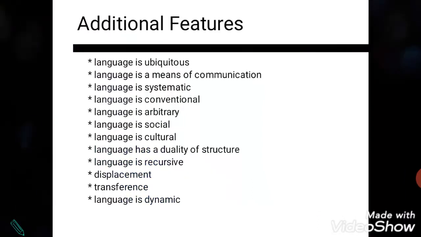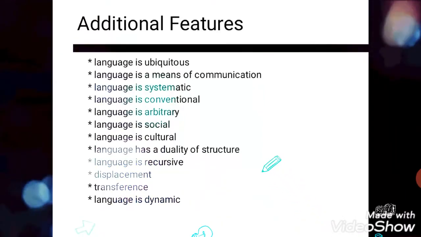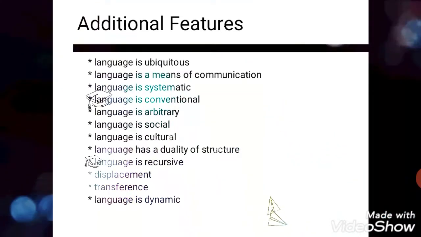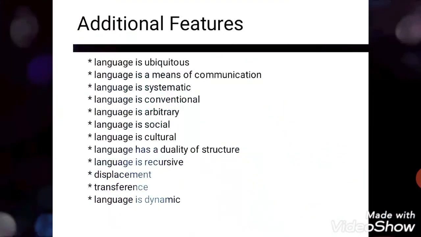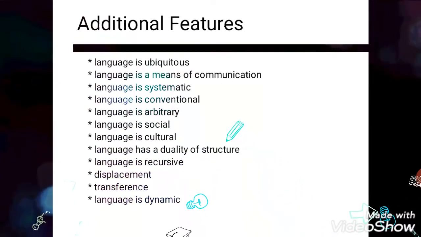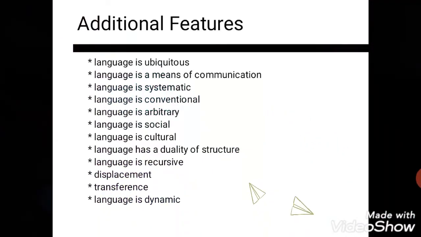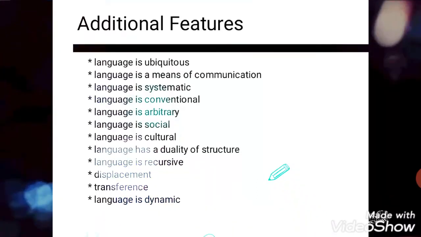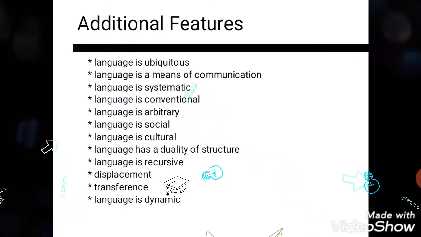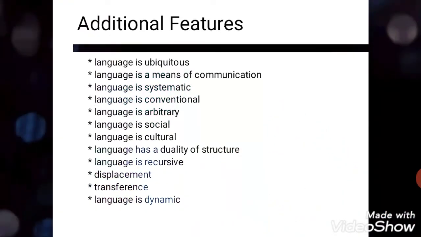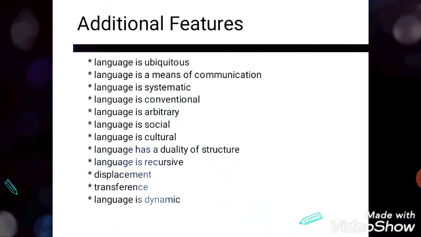There are some additional features. I'm going to read that. A language is ubiquitous. Ubiquitous means spread everywhere. Language is spread everywhere, and language is a means of communication. We know that it's a medium of communication. Language is systematic. It has proper structure, so it's systematic.